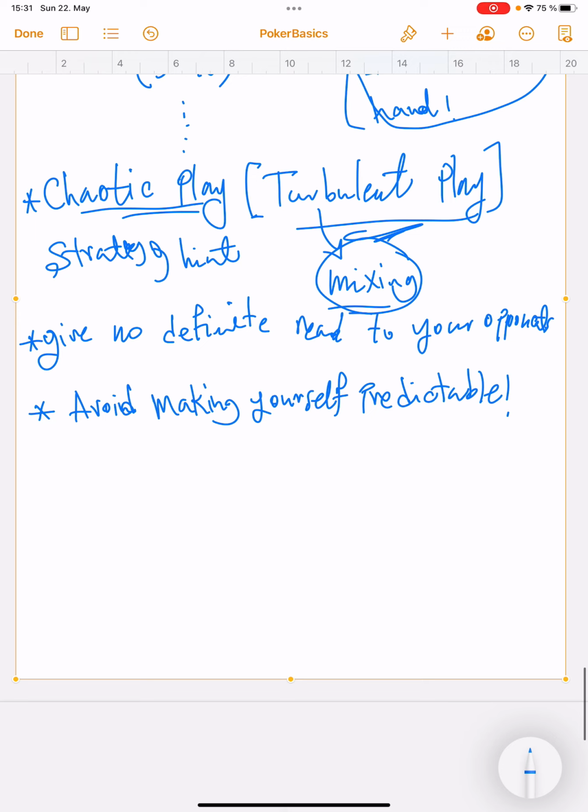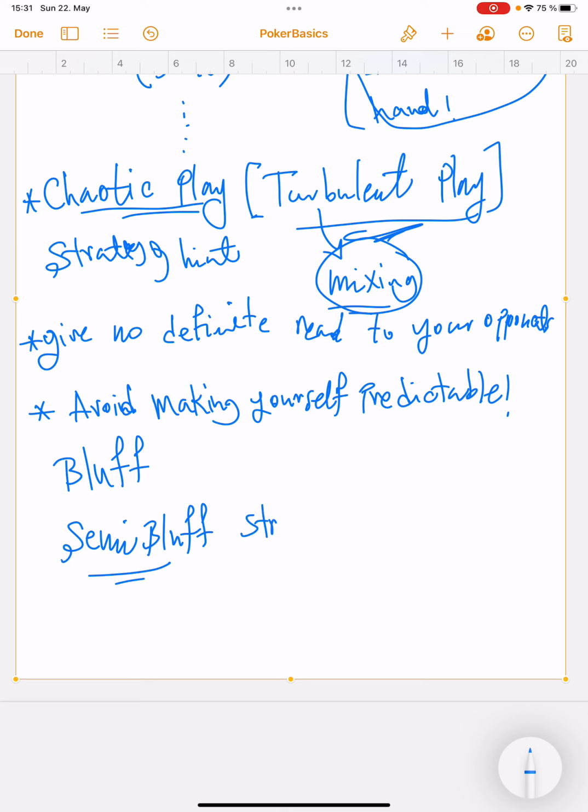What else can we say? Oh, we haven't talked about bluffs. We have also another term, semi-bluff. Semi-bluff is a condition where you basically are on a draw. For example, you have, I don't know, a straight draw, or you have a flush draw, and you try to play aggressive.